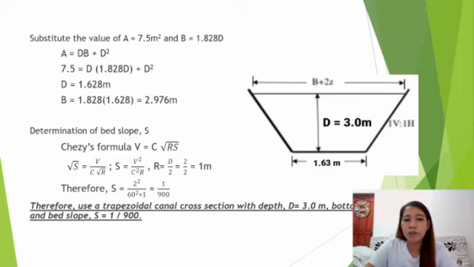So this is the last method for the design of different types of canals. Here we have already discussed the four different methods for canal design. I hope you guys were able to catch all of the methods and how they are solved using the formulas from Chezy's, Manning's, Kennedy's, and Lacey's theory.